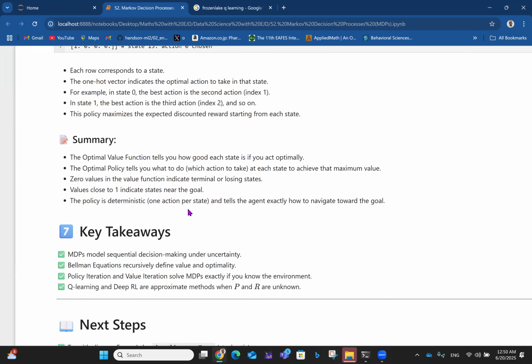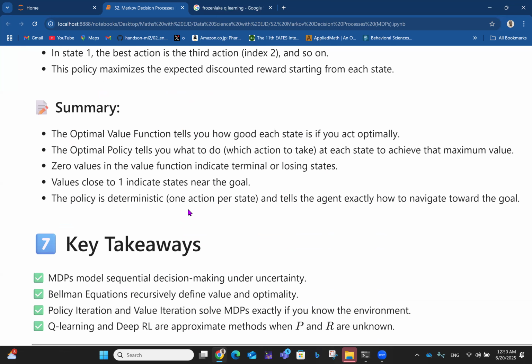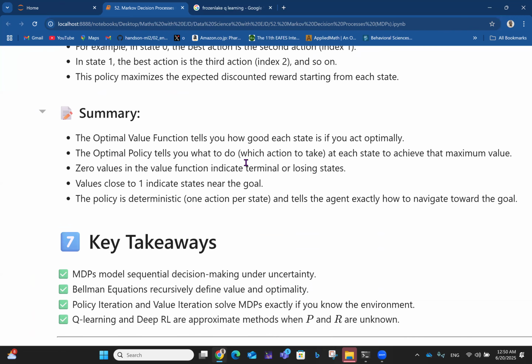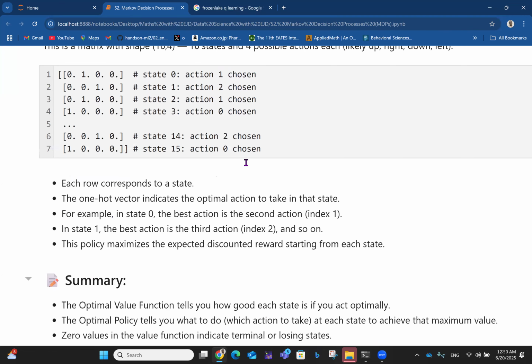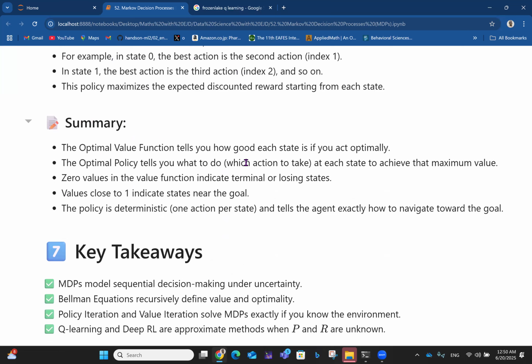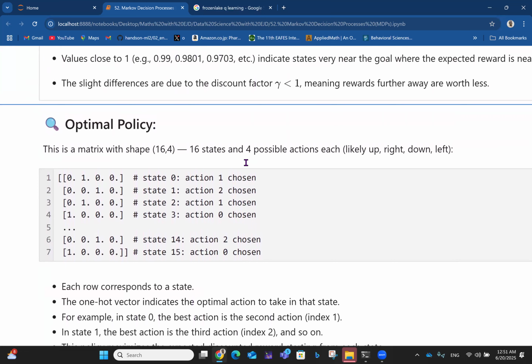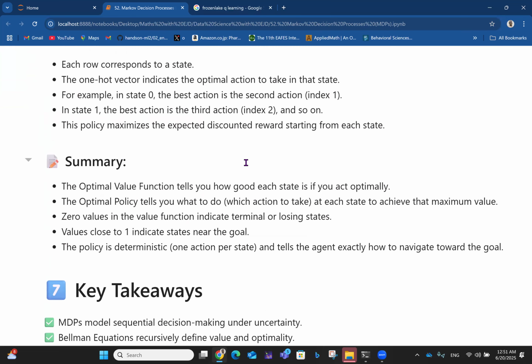Okay, so in summary, the optimal value function tells you how good each state is if you act optimally, all the 0.9 stuff you're getting, or if you get 0. If you act optimally, there's still going to be some kind of loss at some point, where you have all those zeros. And the optimal policy is a matrix with shape 16 by 4. There are 16 states and 4 possible actions, each likely up, right, down, left, depending on the situation you're in.